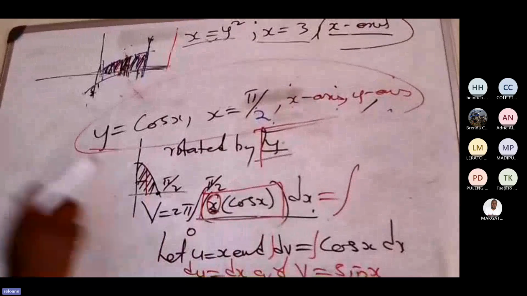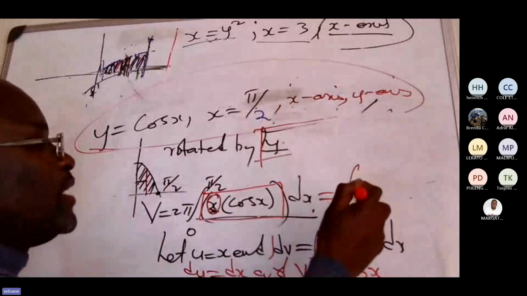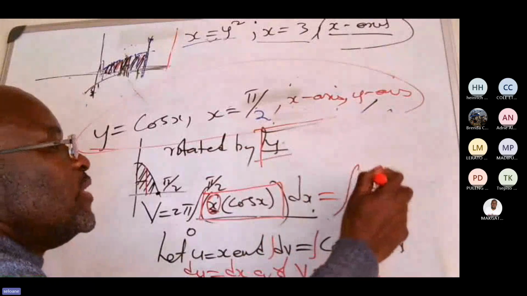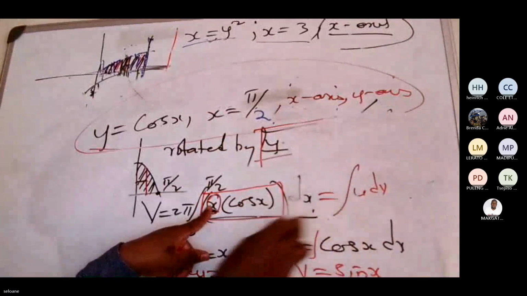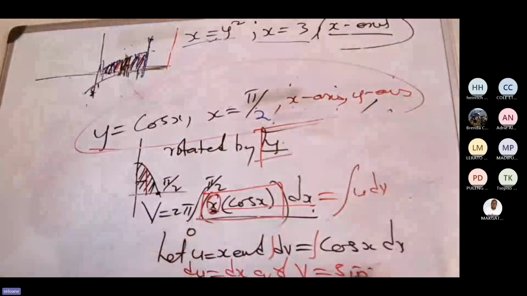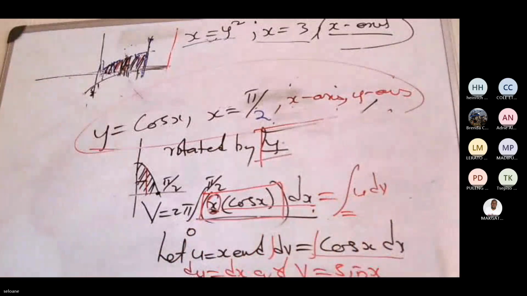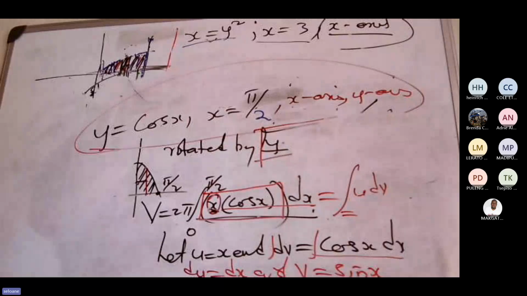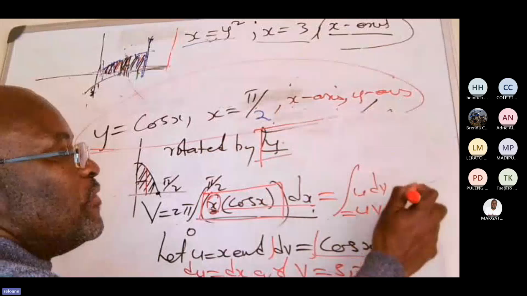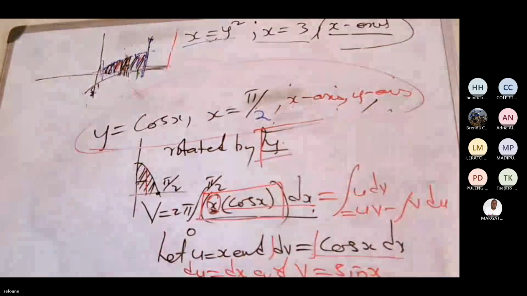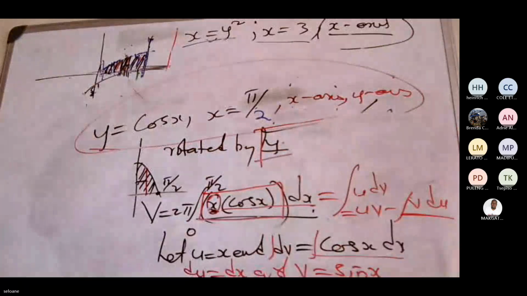Now you can substitute. Remember, this is u dv. Instead of x, you write u. Instead of cos x dx, we have said it is dv. Then from there, it is uv minus the integral of v du. And this is our new integrand.